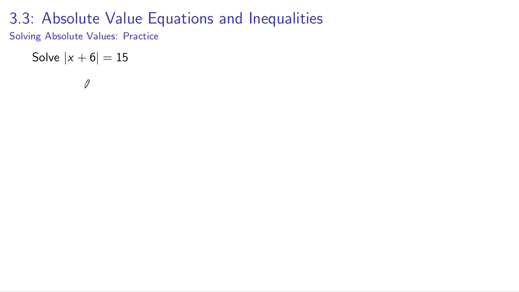Now let's solve a different one. The absolute value of x plus 6 is 15. Well, remember the geometric one had a minus, but we can turn a plus into a minus a negative. So if we think about it geometrically, what numbers are 15 distance away from negative 6? Well, that would be negative 6 minus 15, which is minus 21, and negative 6 plus 15, which is 9. So in this case, x will either be minus 21 or 9.